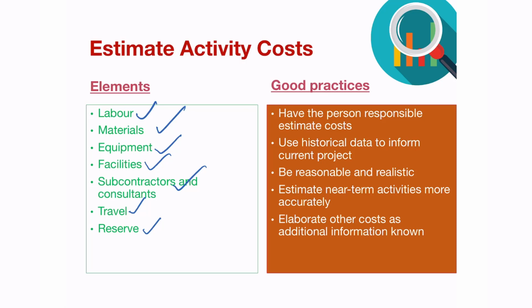Good practice is to have the person responsible estimate the cost, meaning that if it is a contractor, you can ask them what the cost is, or potentially a team member, they should be able to know how much it's going to cost them to complete a specific activity. Use historical data to inform the current project.